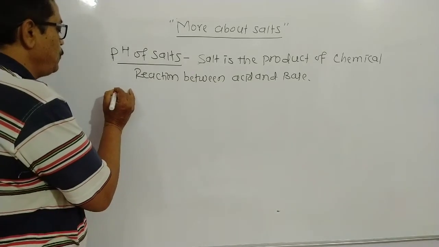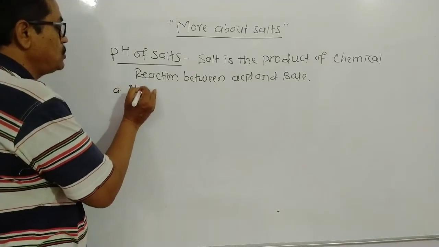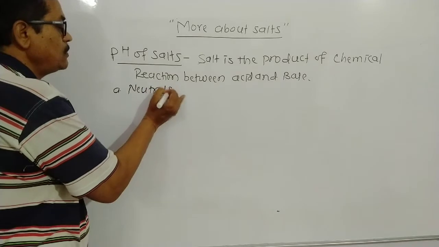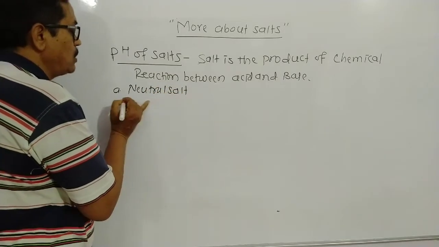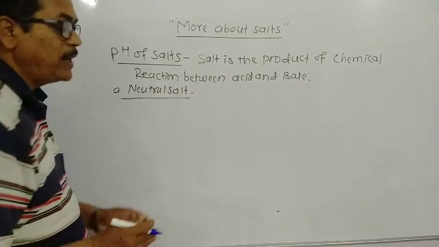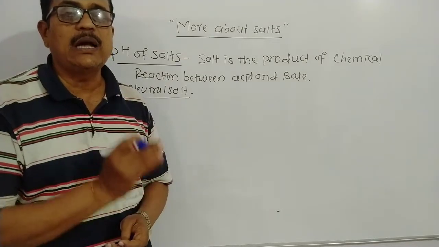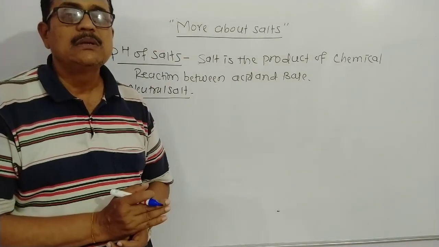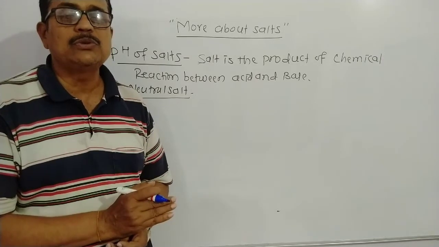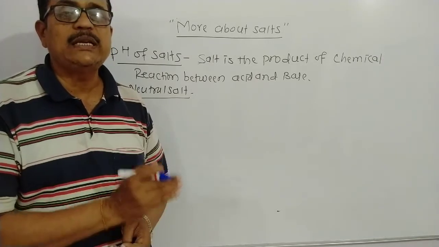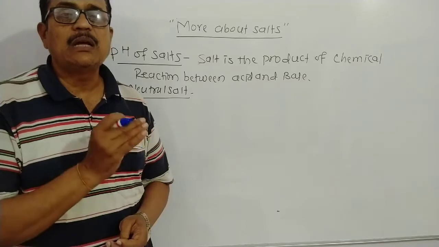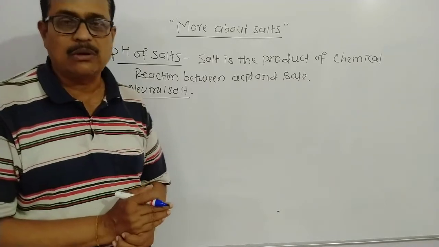Firstly, we study the neutral salt. When a strong acid reacts with a strong base, the salt is produced and its pH is exactly 7, and that salt is called a neutral salt.